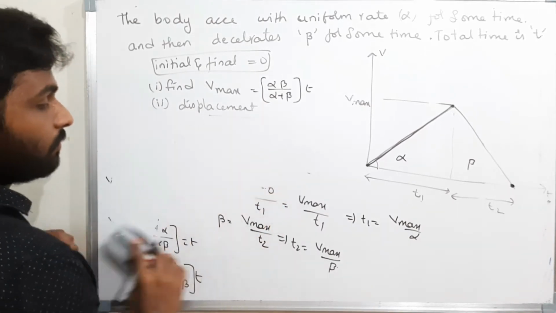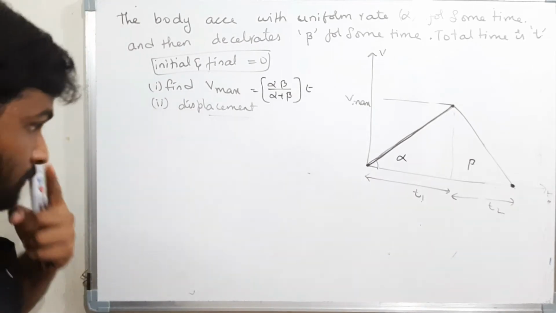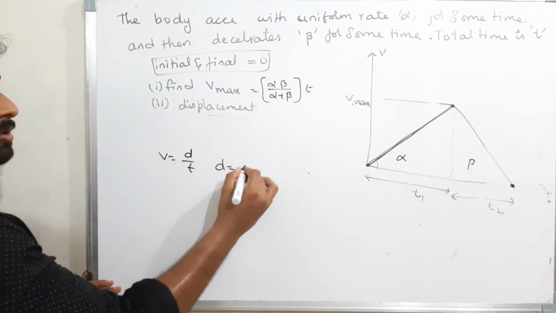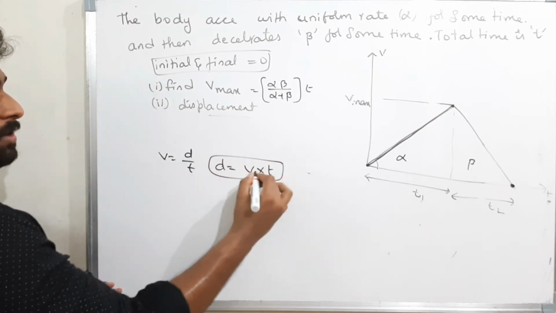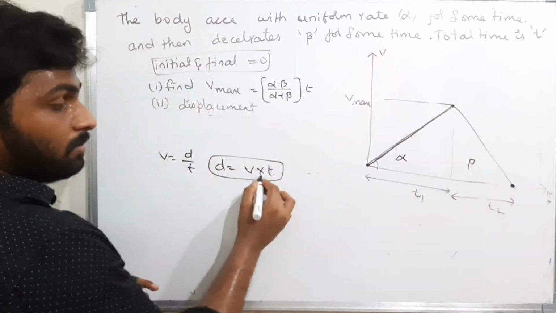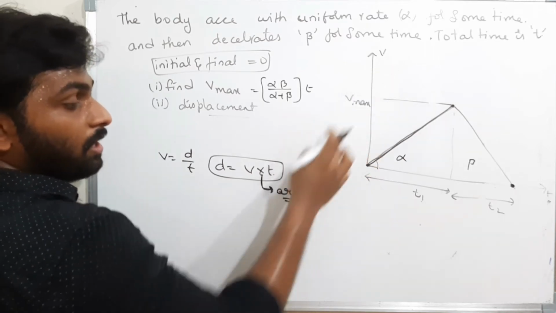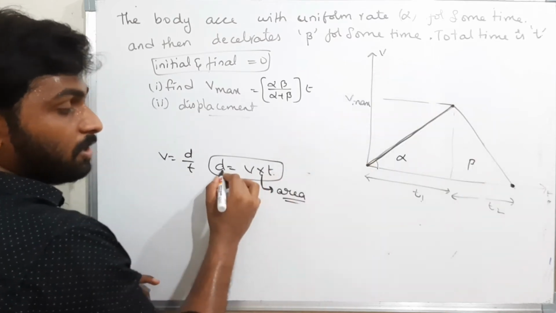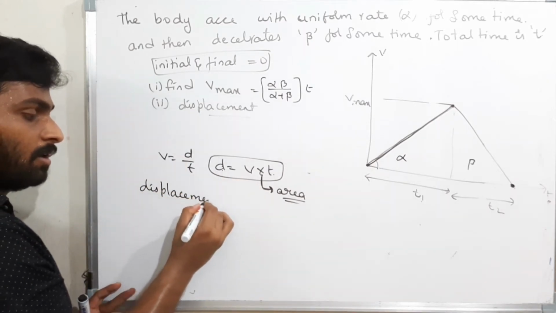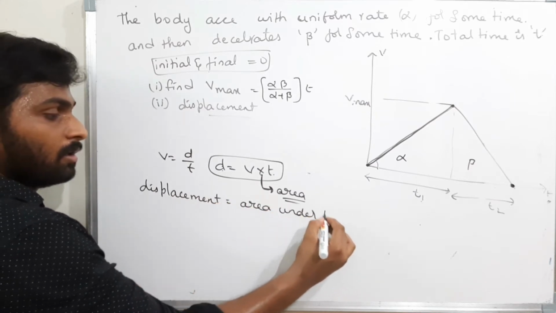Now how can I find the displacement? Velocity is equal to displacement by time. Therefore, displacement is equal to velocity into time. V is on the y-axis, t is on the x-axis. The symbol is multiplication, and multiplication means I have to find the area. If I find the area under the v-t graph, I will get the displacement. Therefore, displacement is equal to the area under the graph.